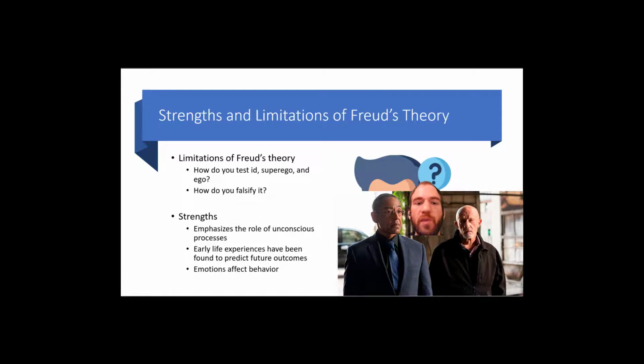So, looking at the strengths and limitations of Freud's theory. Limitations: how do you test the id, superego, and ego? How do you falsify it? If I can't operationally define it, if I can't locate the superego part of the brain, for example, how can I test that this is real, that he's correct? How can you falsify it? Its strength is that it emphasizes the role of unconscious processes, which we know are a dominant part of humanity. Early life experiences have been found to predict future behaviors, and emotions affect behaviors.